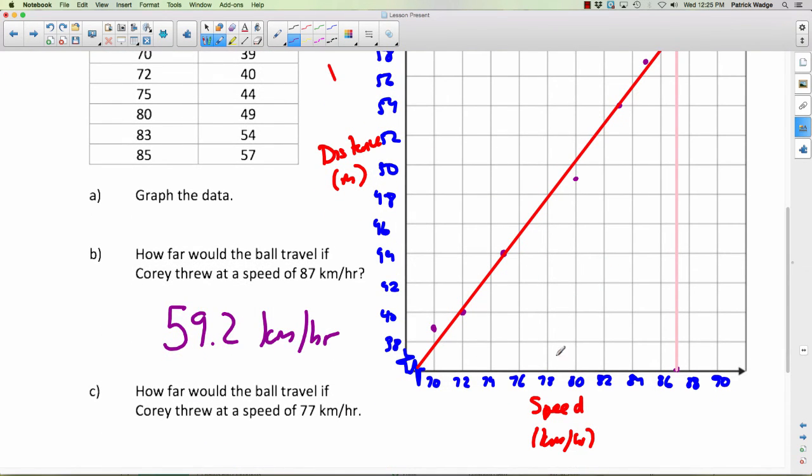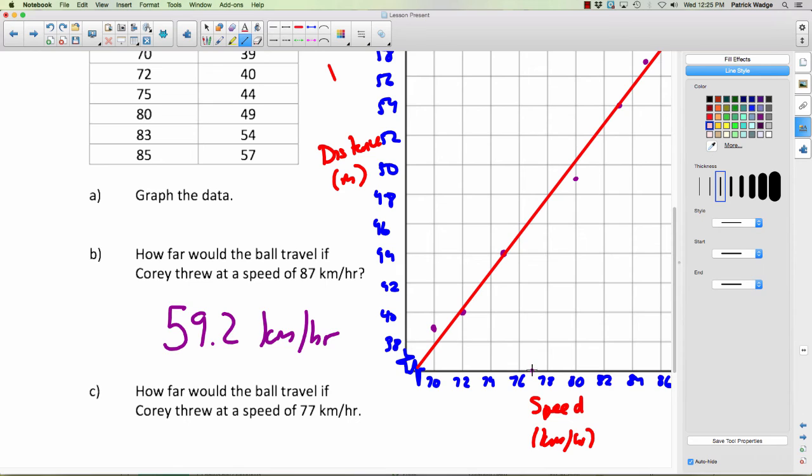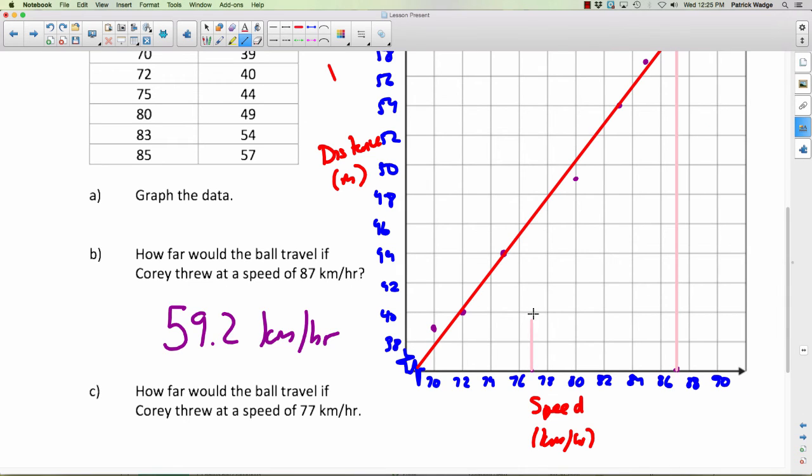How far would the ball travel if Corey threw at a speed of 77 kilometers an hour? So 77 is here. Let me get my lines again. If I go from 77 straight up to our graph, it hits right about there. And then if I move over from there, whoa, it's really close to 46, isn't it?